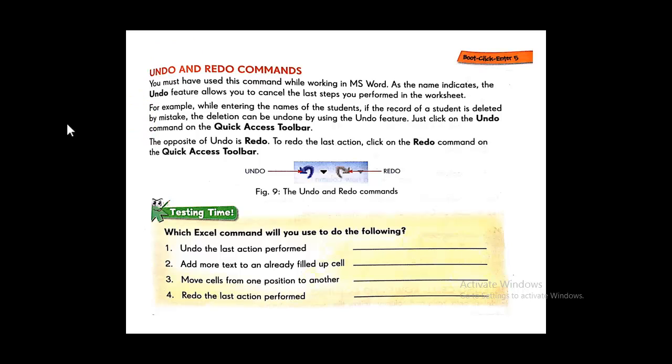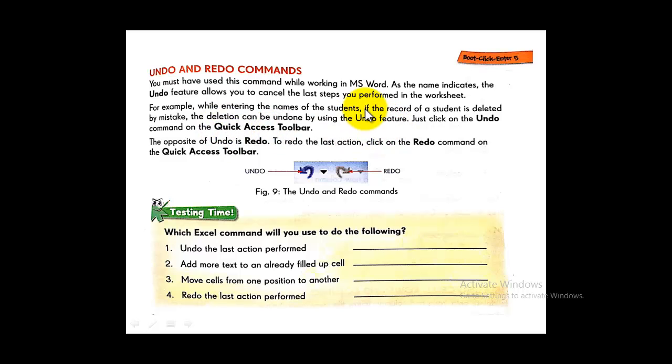For example, while entering the names of the students serial-wise, if a student's record is deleted by mistake, suppose some keyboard key is touched and the delete command happens, you don't have to retype it. You can just go to the undo command and undo whatever you have done, that is, get back whatever you have deleted. The deletion can be undone by using the undo feature.